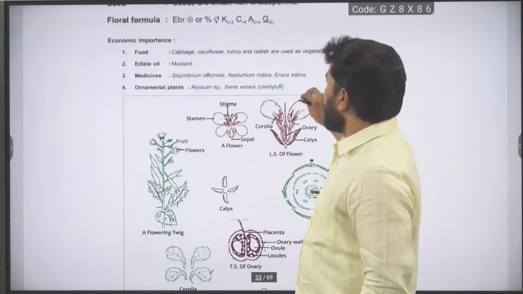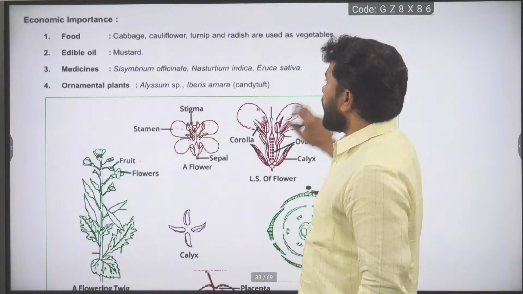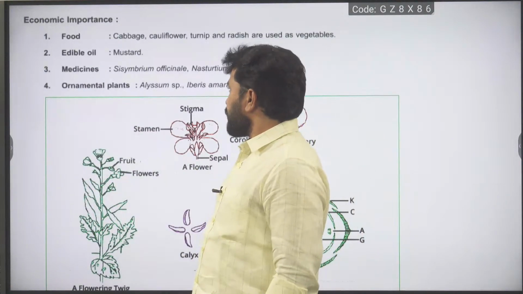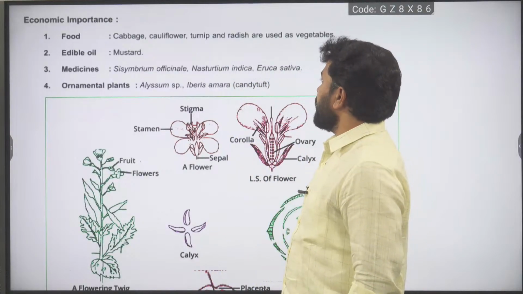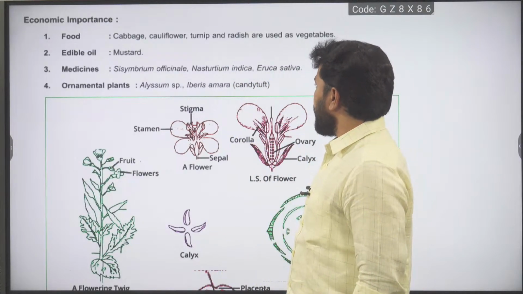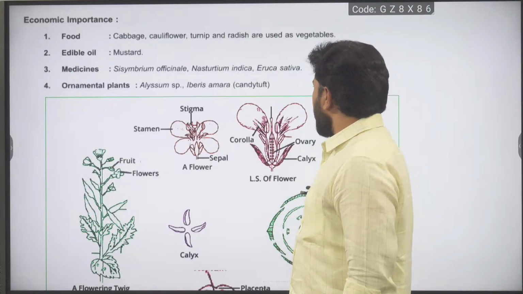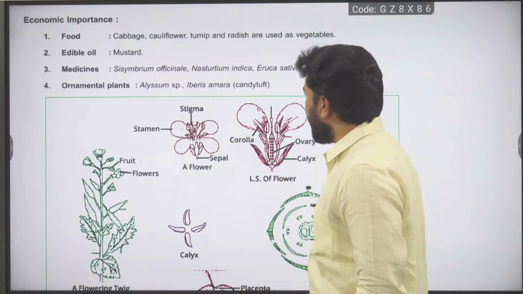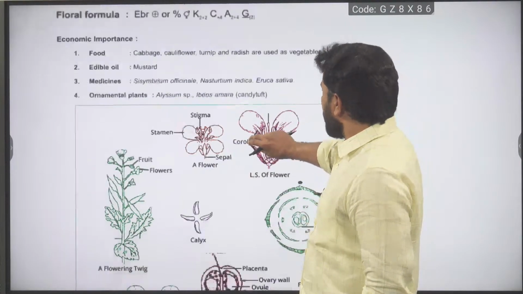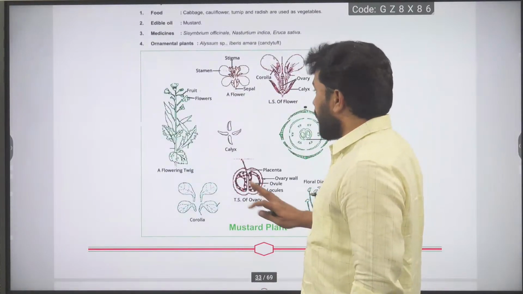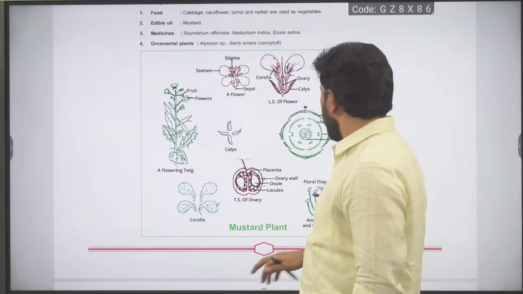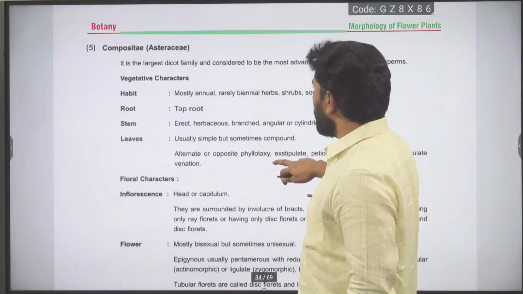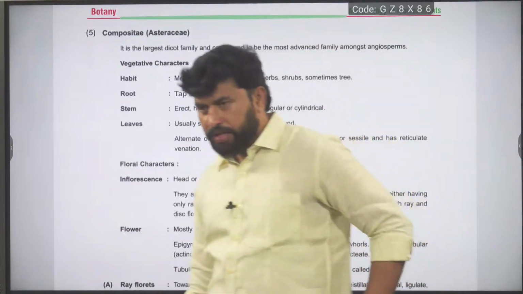Next one, food. Cabbage, cauliflower, turnip, radish used as vegetables; oil, mustard; medicines. Sisymbrium officinale, Brassica indica, Eruca sativa, no need for all of them. Next one, ornamental plants. Okay. They never ask that because those contents are a little bit difficult for us to remember. Next one, family Compositae or Asteraceae. Then come back to the story.